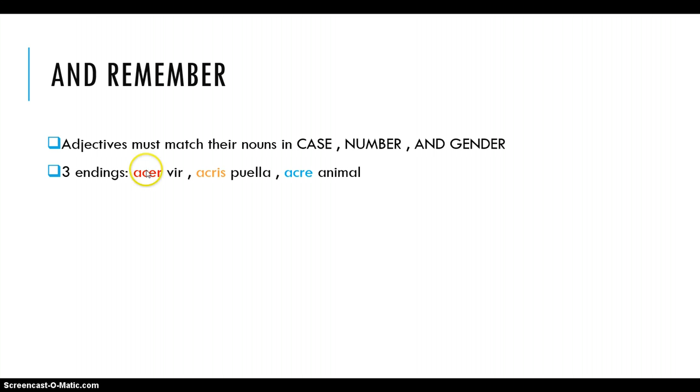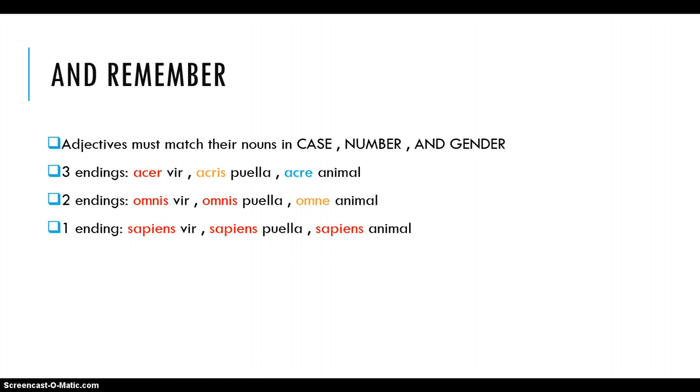So for example, acer is a third declension adjective matching a second declension noun. That's why their endings don't look exactly alike. Acris is a third declension adjective modifying a first declension noun. So they match in case, number, and gender, but their endings don't look the same. Same thing for acre, animal. Acre and animal are both neuter. These are both nominative and singular, but acre is third declension, as is animal. But because they're neuter, they just have different looking endings. Okay, so let's do the first few together.